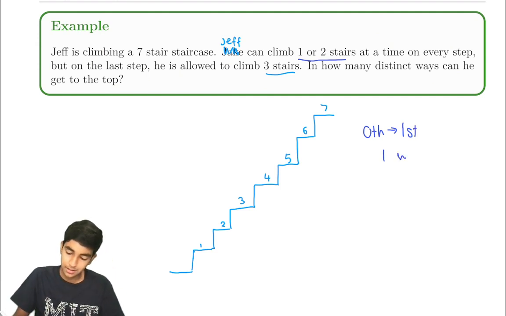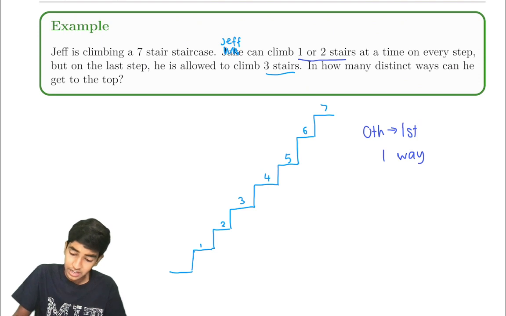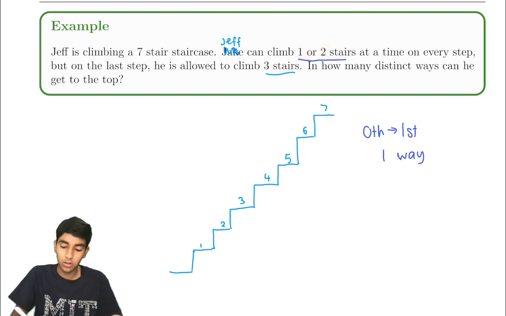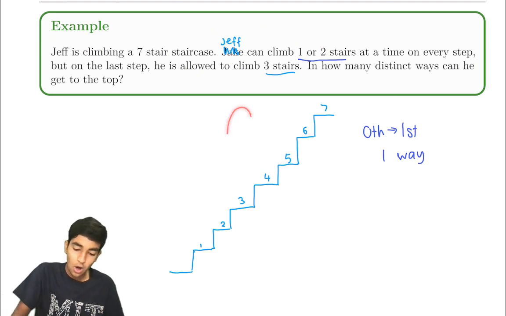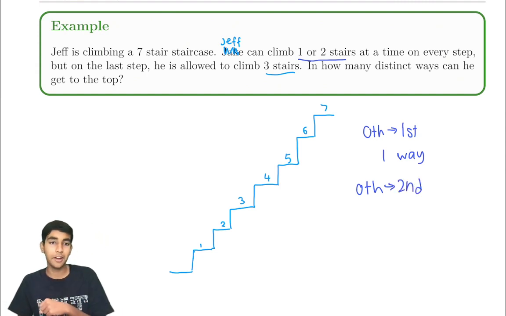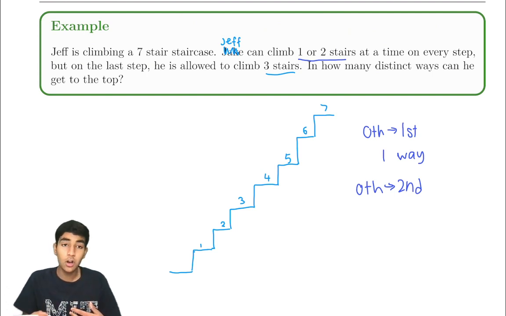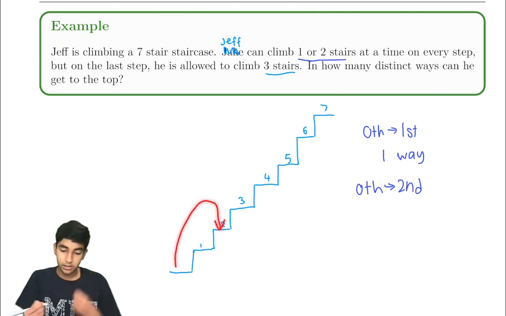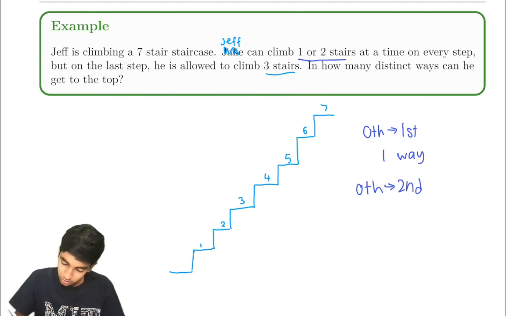Just 1 way, because Jeff can climb 1 or 2 stairs, so there's just 1 way because you climb 1 stair. Now, what about to go from the 0th to 2nd stair? How many ways are there to do that? Well, you can either take 2 1-steps, right? So we can take 2 single steps, or we can jump both stairs in 1 single step. 2 ways, right? 2 ways.